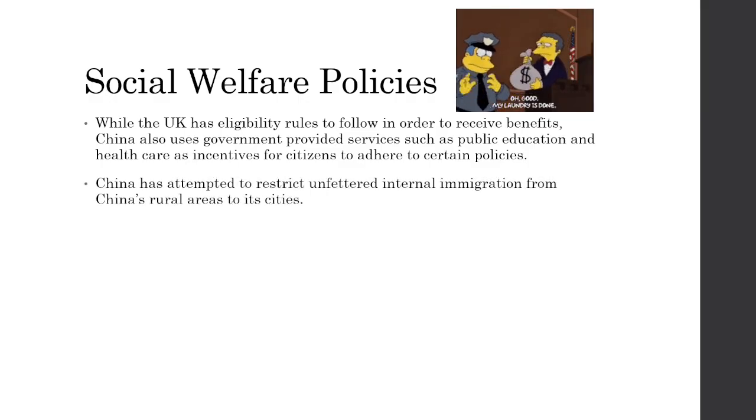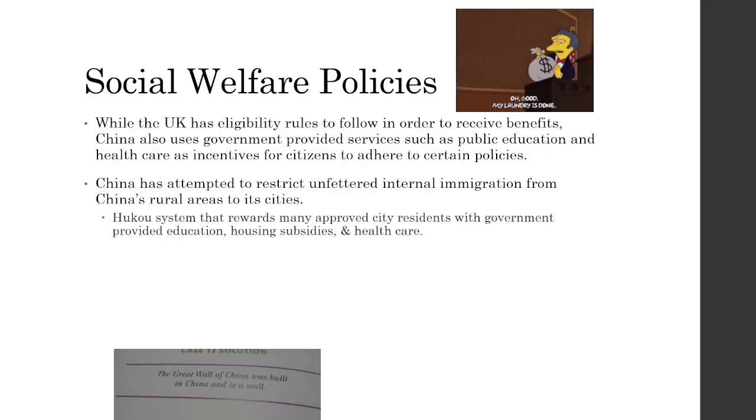So China has attempted to restrict internal immigration, domestic migration, not from other countries, but just people moving from city to city, and particularly from rural areas to their cities, because their cities are at capacity for the most part. They have a system that rewards many approved city residents with government-provided education, housing subsidies, healthcare. So if you move to the city legally, you move there without any complications, and you are an approved city resident, you will receive all these government benefits.